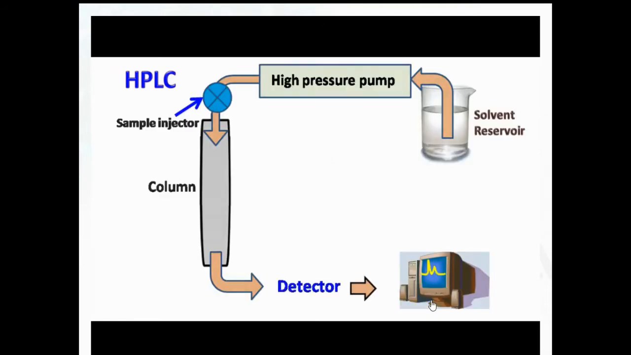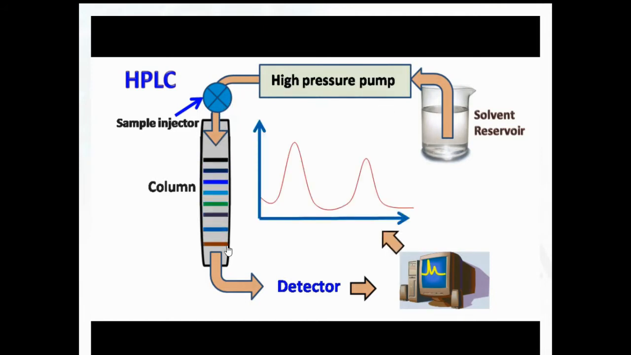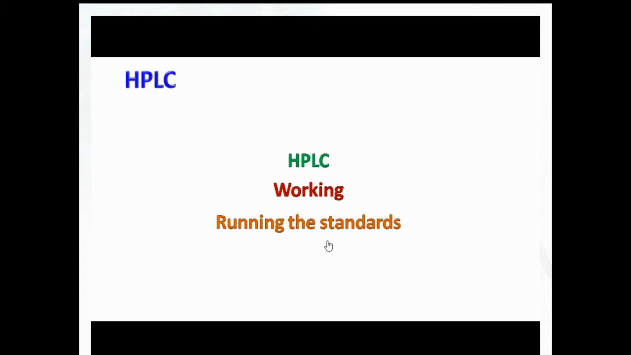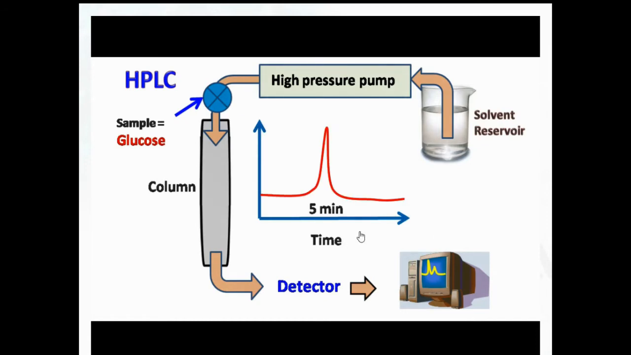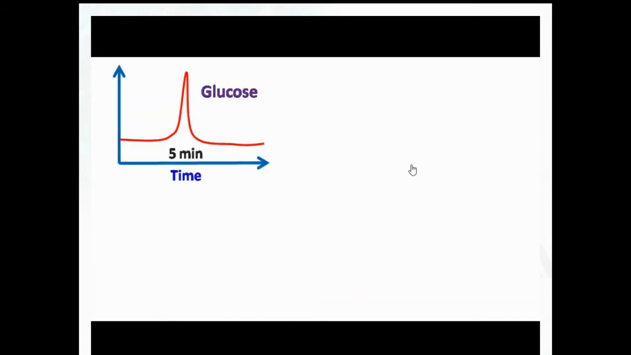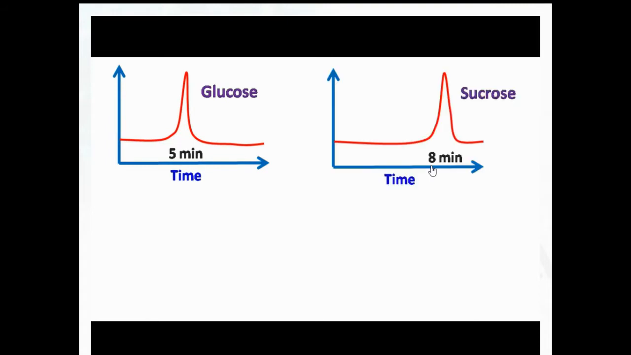Now how it works: when the sample is injected, it is run along with the solvent. This is how the components get separated, and you will get peaks in the computer. On the x-axis we have time. So suppose you are taking a standard glucose, it is run and detected, and around 5 minutes the glucose will be eluted out. Suppose you take another sugar, which is sucrose, it gets eluted out after 8 minutes.